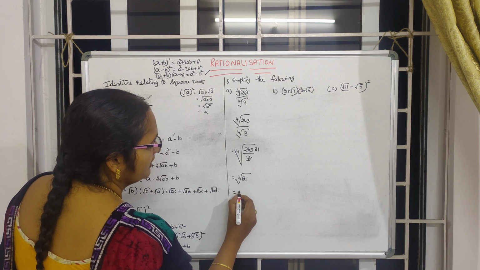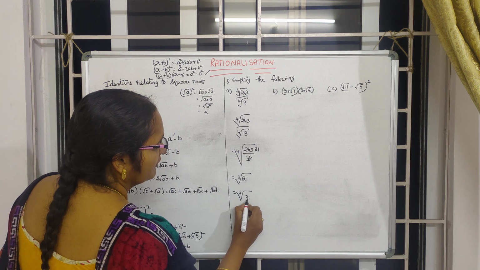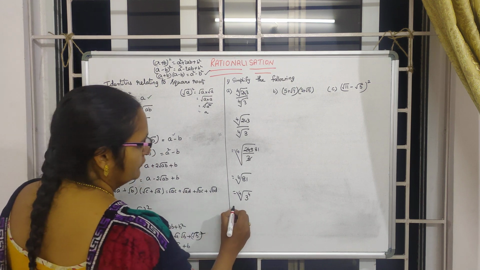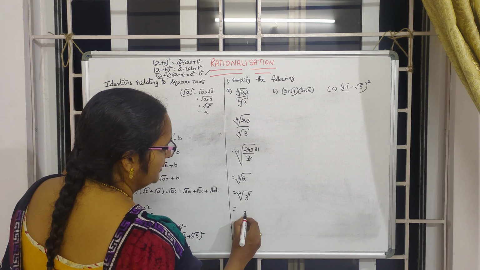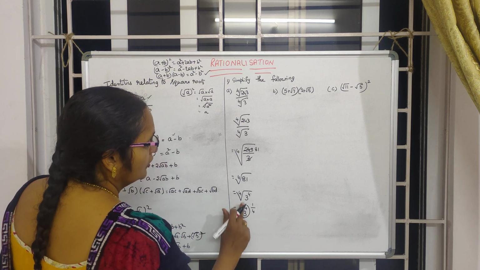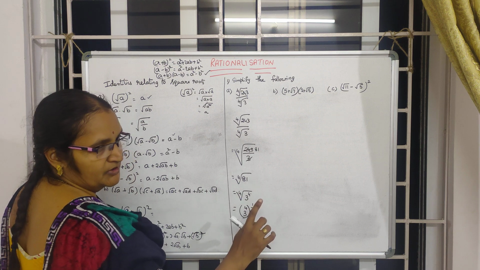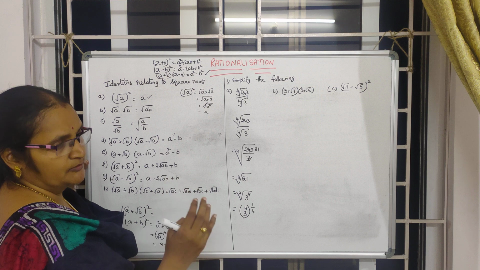Fourth root of 81 can also be written as 3 to the power 4. If I do prime factorization, you will get 81 as 3 to the power 4. Fourth root of can also be written as 3 to the power 4 whole to the power 1 by 4. Fifth root of can also be written as whole to the power 1 by 5. Cube root of can also be written as whole to the power 1 by 3.